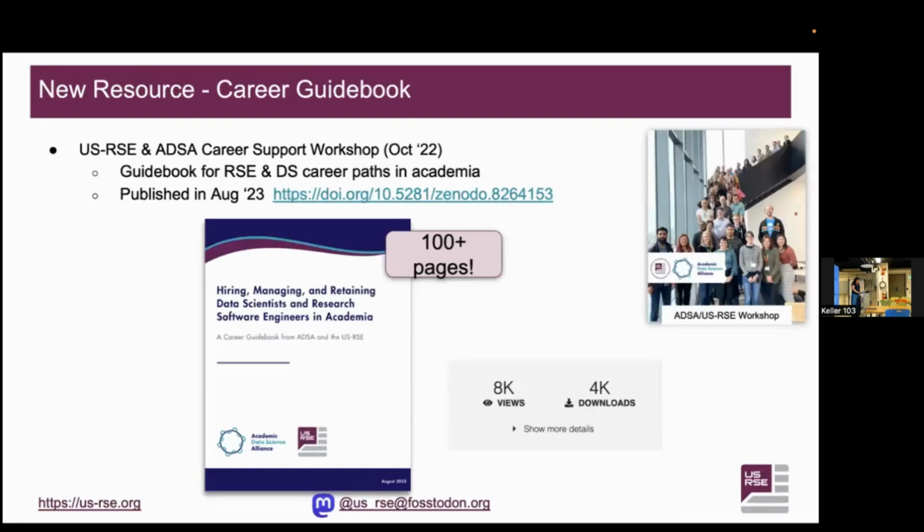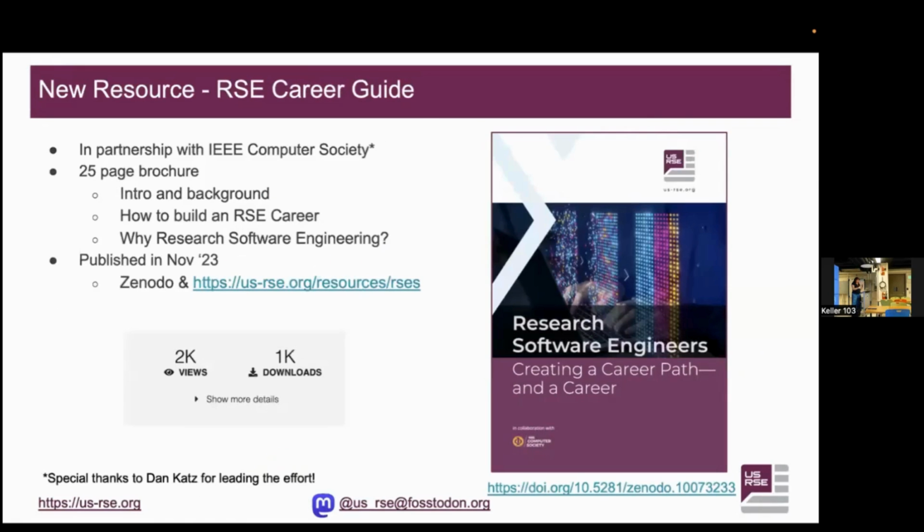We published a career guide together with the Academic Data Science Alliance. It has over 100 pages. It talks about how to hire, manage, and retain data scientists and research software engineers. We have a shorter version, in collaboration with IEEE Computer Society, more like a brochure, about how to create a career path and a career as a research software engineer.